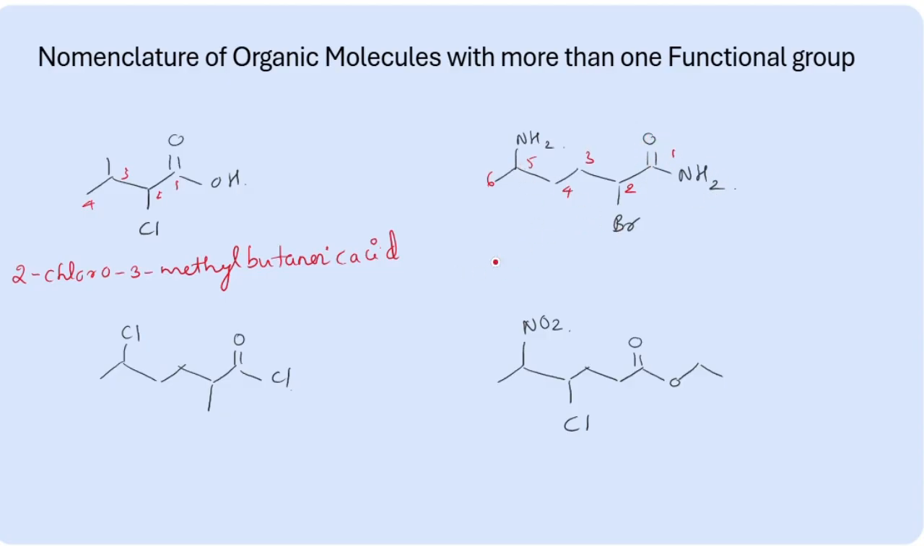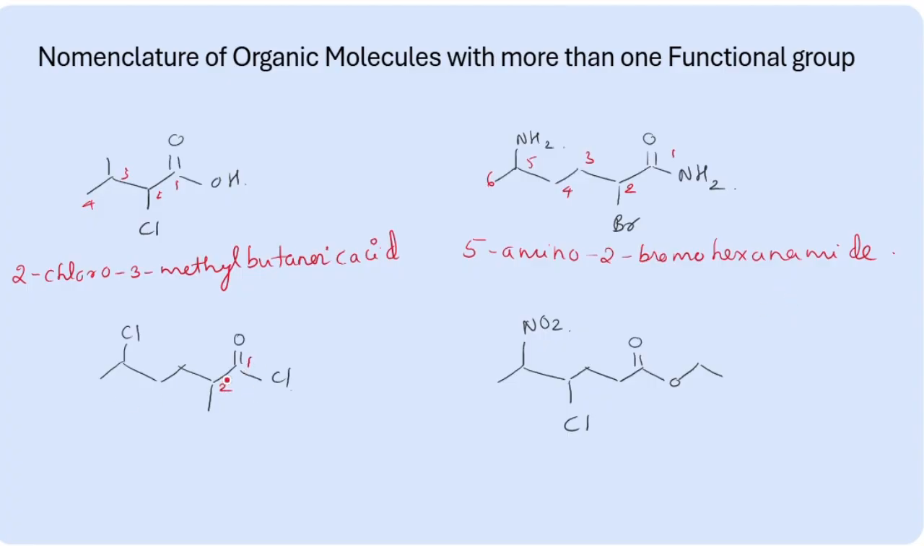So bromo and amino, arrange them according to alphabetical order. So 5-amino, 2-bromo, 6 carbons are there. Therefore, hexanamide or 1-hexanamide. If numbering is not given, that means what? By default, it's going to be at the first position. So hexanamide.